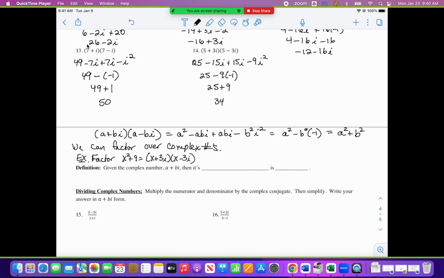All right, so back to 13 and 14. It was leading me somewhere. So in 13, if I have 7 plus i times 7 minus i, so if I'm taking the same a and bi but just changing the signs, that makes the imaginary part disappear, doesn't it? Do you see that? When I take 5 plus 3i times 5 minus 3i, there's no more i left in the problem. So that leads me to something called a complex conjugate.